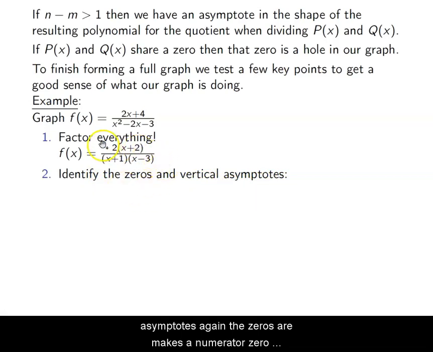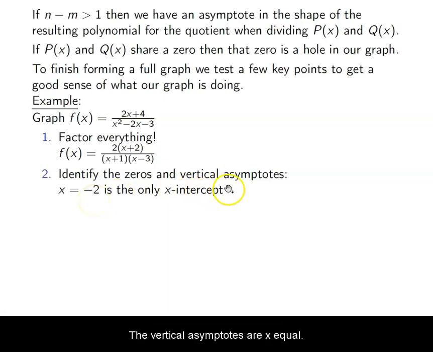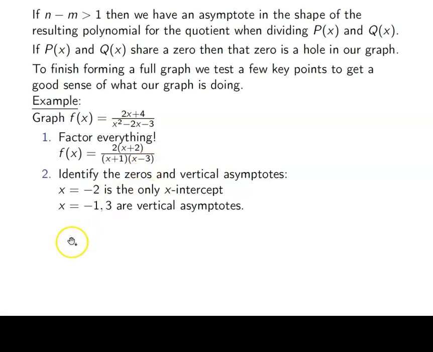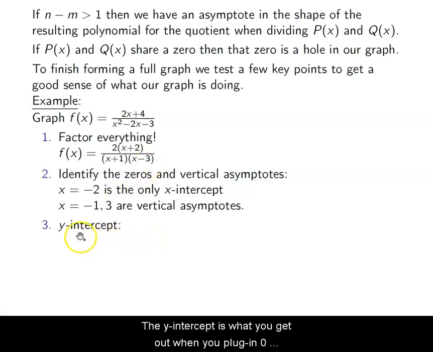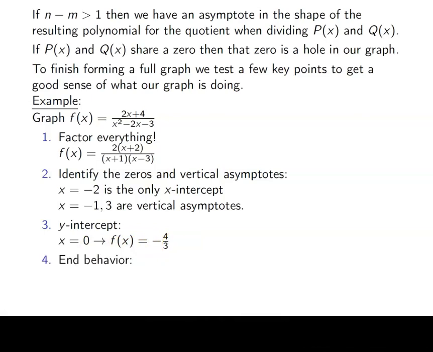Again, the zeros are what makes the numerator 0. The vertical asymptotes are what makes the denominator 0. So the only x-intercept is x equals -2. The vertical asymptotes are x equals -1 and 3. The y-intercept is what you get out when you plug in 0 everywhere. We can look at this or at this, either way, it doesn't matter. With 0, 0, 0, I'm left with a 4 and a -3. So when I plug in 0, I get out -4/3. That is my y-intercept.